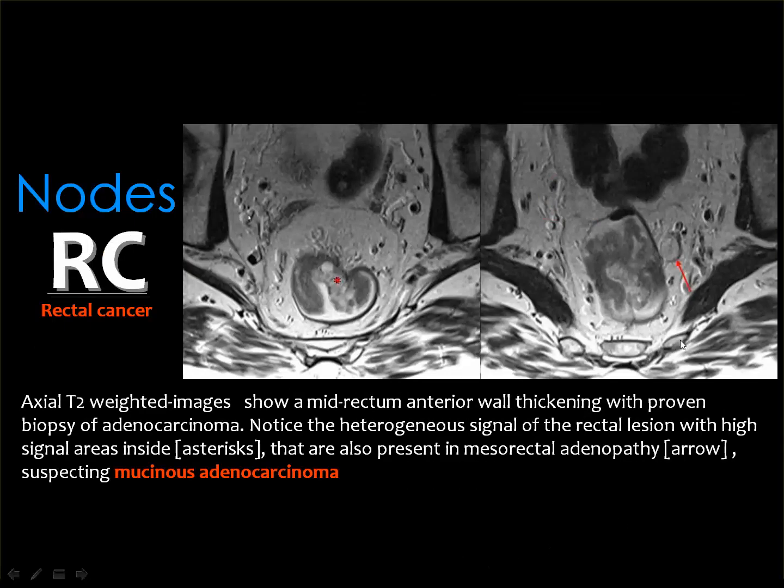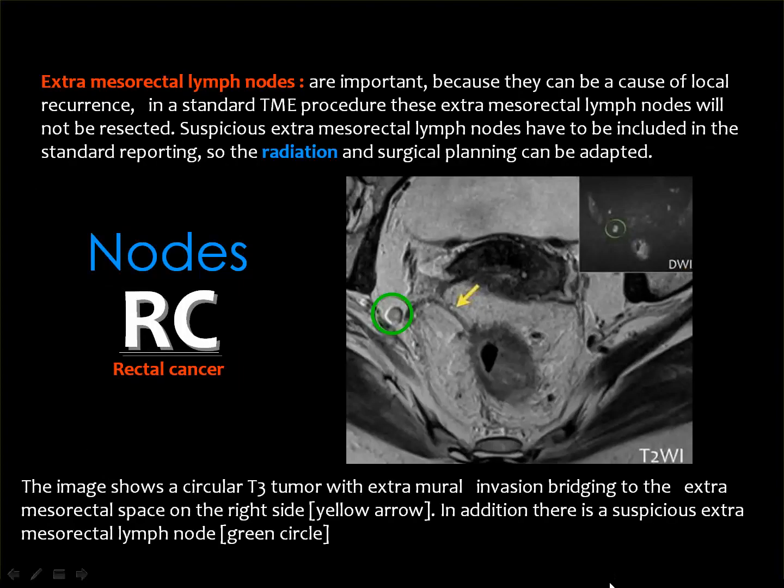And also in this patient, you see a tumor that has disrupted the muscularis propria and is associated with this lymph node. One of the landmarks here is that this asterisk points to the high signal intensity of the tumor and also the lymph node, indicating the presence of mucin, and this is suggestive of mucinous adenocarcinoma.